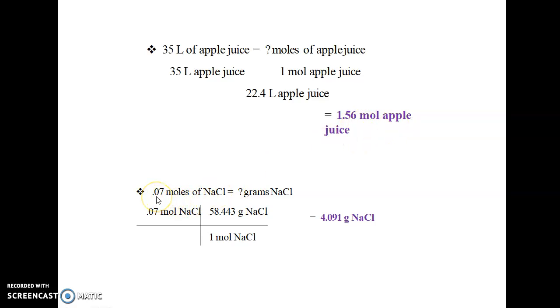Last example: they give 0.07 moles of NaCl and they want to know how many grams of NaCl are present. For 1 mole of NaCl, it is 58.443 grams, so 0.07 × 58.443 comes out to be 4.091 grams of NaCl.